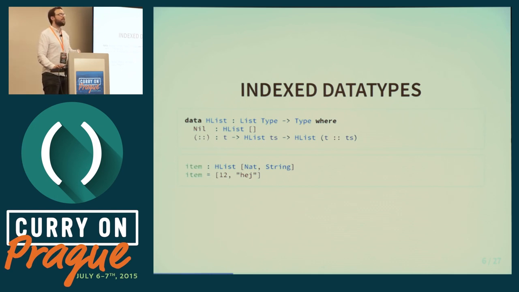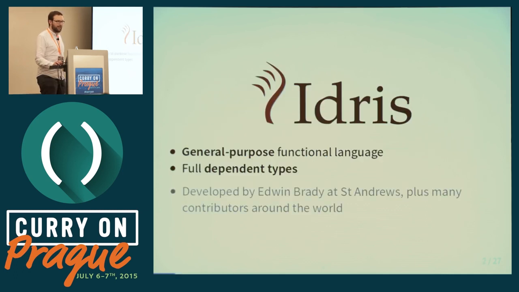Question? And please get a microphone so that the people at home can hear you. Back there. So why is it H list of T's and not H list of T? So you mean why is it not T right here? Yes. Why is that?